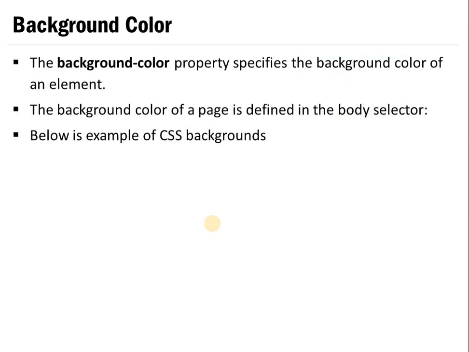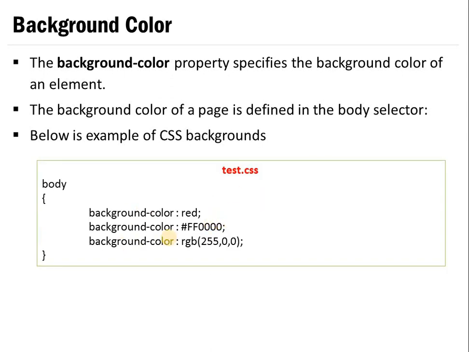Now if you want to set the color of the background of any element in your web page, then you can set it using the background color property of CSS. For example, this is a code snippet, and you want to set the color red for your body element in your web page. So what does it mean? Whatever content will be displayed, it will have a red background color.